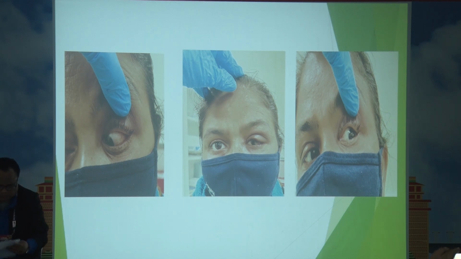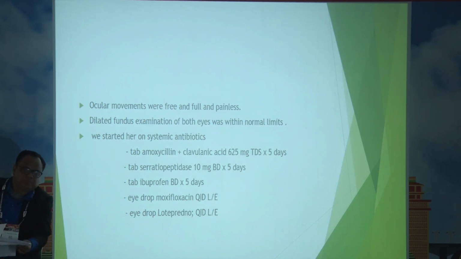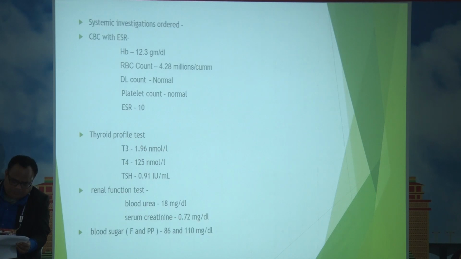The ocular movements, however, were free, painless, and full. The dilated fundus examination of both eyes was within normal limits. There was no disc edema or any other pathology appreciated. So we thought along the lines of orbital cellulitis, and started her on systemic antibiotics, amoxicillin and clavulanic acid 625 mg TDS, along with some anti-inflammatory and painkillers, along with topical weak steroids and antibiotics.